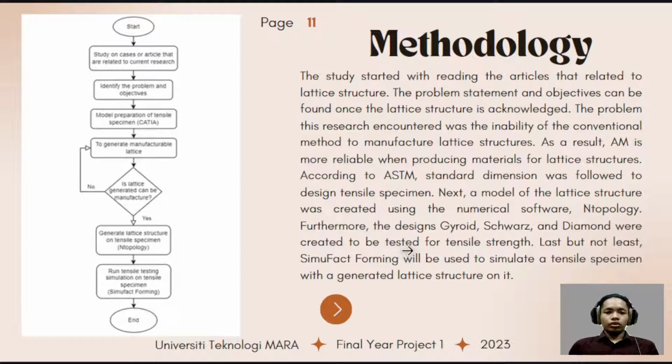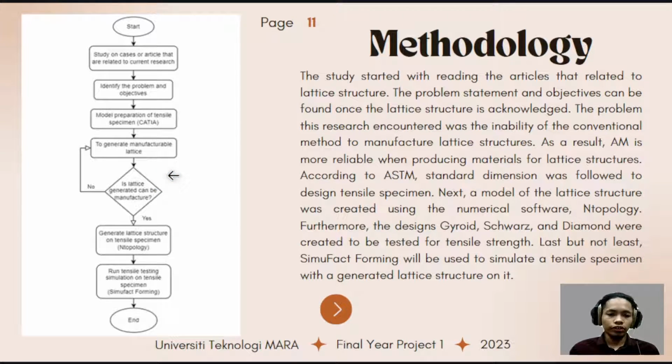For my methodology, this study starts with reading articles about lattice structure. Then the problem statement and objective were found after lattice structure was acknowledged. The problem this research encountered was the inability of conventional methods to manufacture lattice structure. As a result, AM is more reliable to produce this material for lattice structure. Then, according to ASTM, standard dimensions were followed to design the tensile specimen.